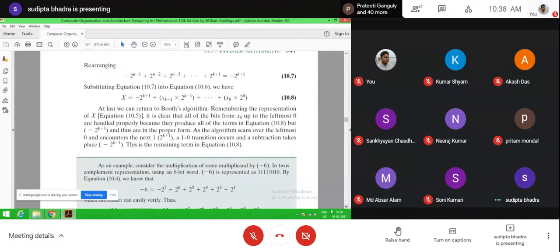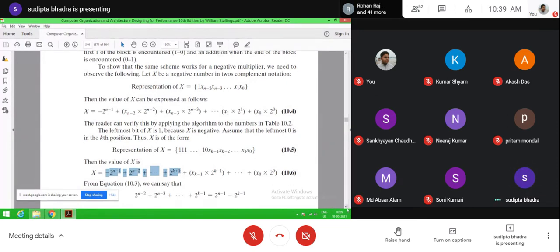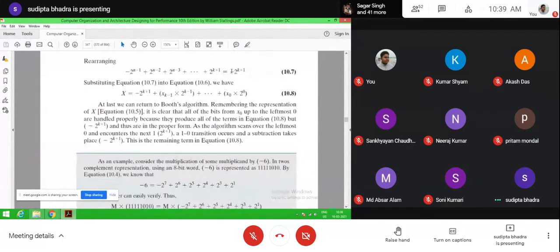So then this whole equation will become, the part of these values from this part to minus 2 to the power k plus 1, this part will become minus 2 to the power k plus 1. Now this minus 2 to the power k plus 1 means whenever there is a change from 0 to 1, then there is a subtraction. 0 to 1 means the sequence is 1 0.